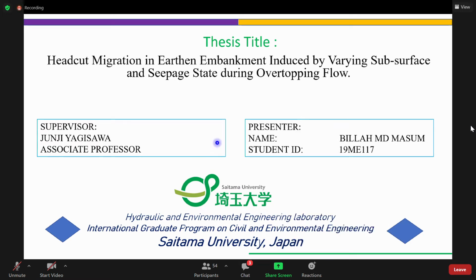Good afternoon, everybody. This is MD Masumbilla, student ID 19ME117, presenting my research titled Headcut Migration in Earthen Embankment Induced by Varying Subsurface and Seepage State during Overtopping Flow, supervised by Associate Professor Junji Yagisawa.